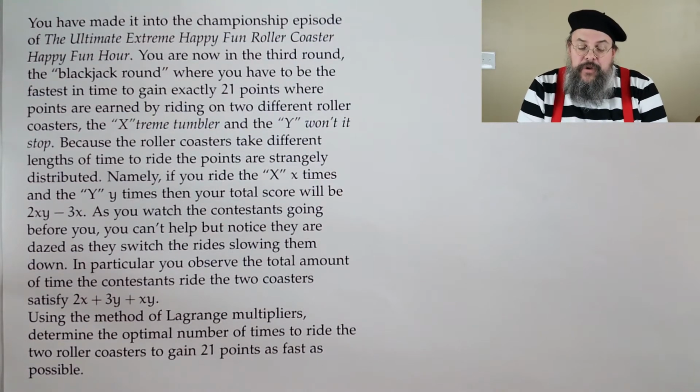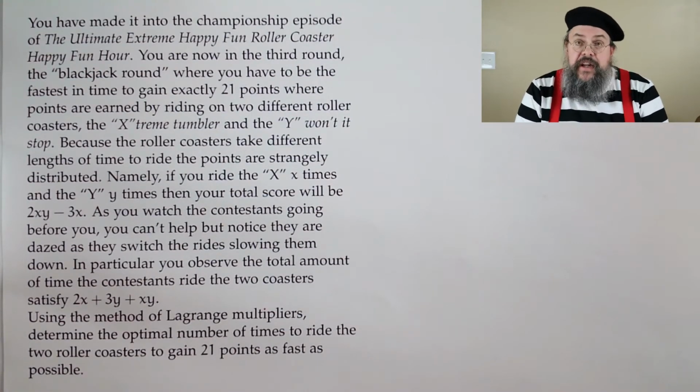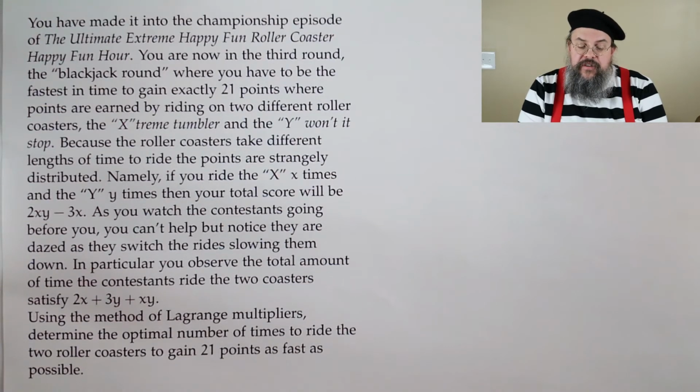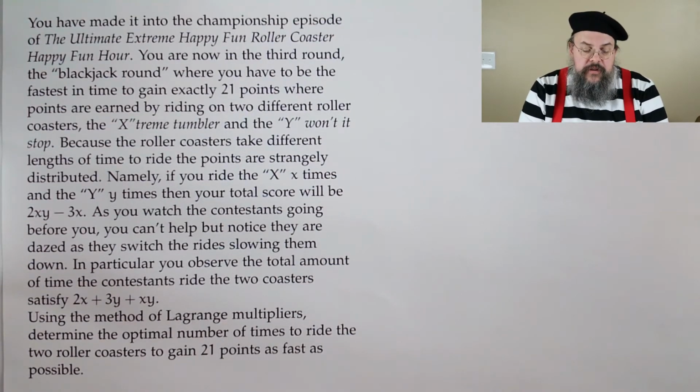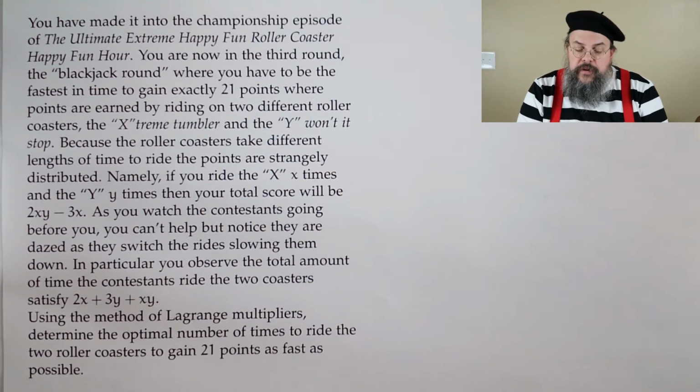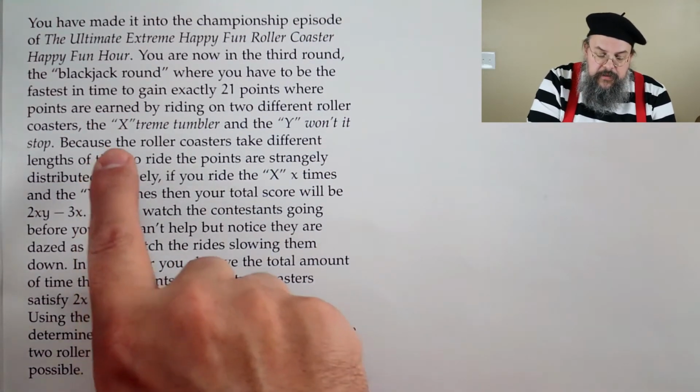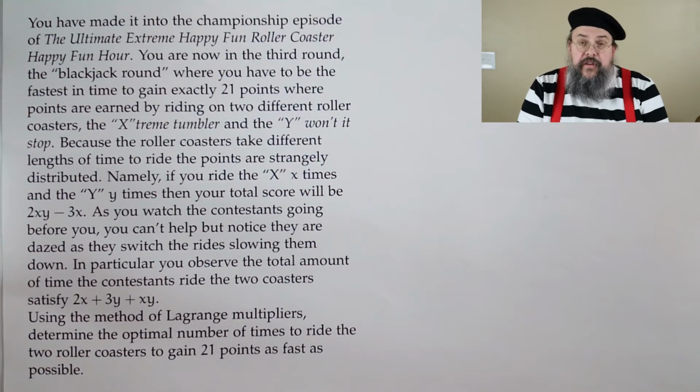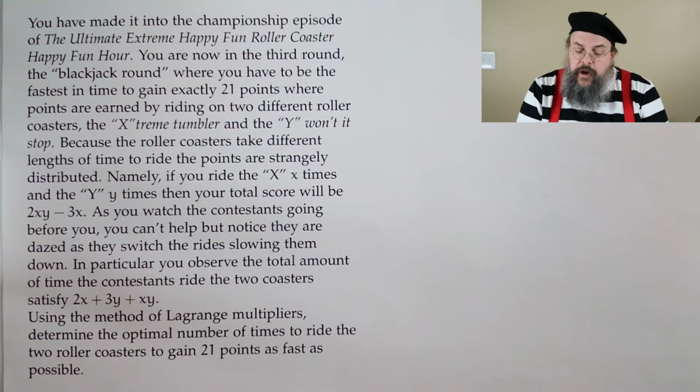Good. You are now in the third round, the blackjack round, where you have to be the fastest in time to gain exactly 21 points, where points are earned by riding on 2 different roller coasters. There's the Extreme Tumbler, and the Y Won't It Stop. Oh, that's rather convenient. There's X's and Y's. Cool. Because the roller coasters take different lengths of time to ride, the points are strangely distributed. Namely, if you ride the X, x times, and the Y, y times, then your total score will be 2xy minus 3x.